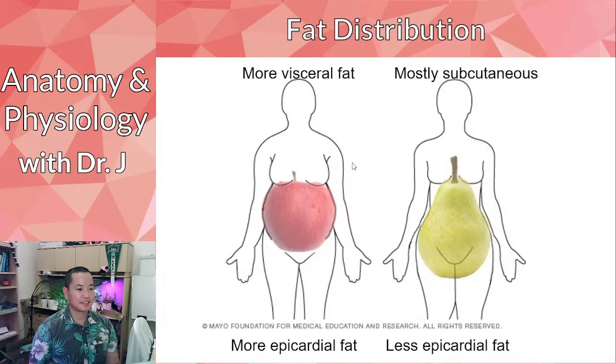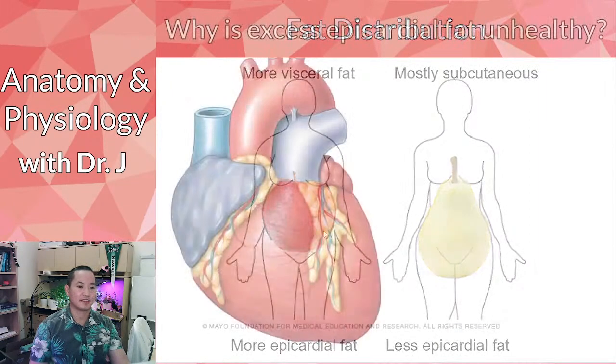So I should go look up how they actually determine who's an apple and who's a pear. Maybe it has to do with waist and hip measurements. But they see that people with this more abdominal distribution tend to have increased epicardial fat. So this is why it's not just about what percent of fat you have, but also where you tend to accumulate this fat.